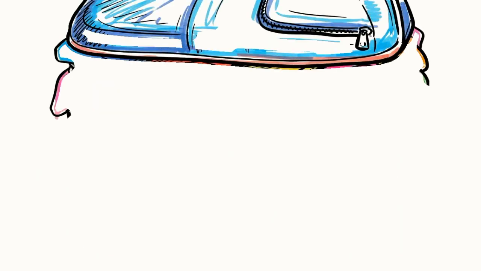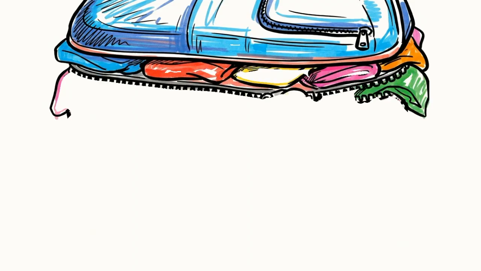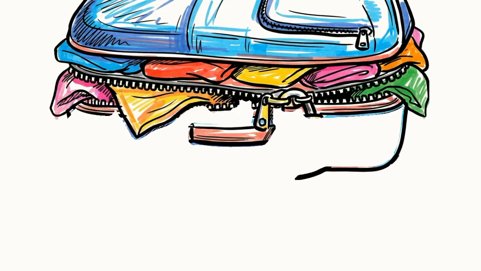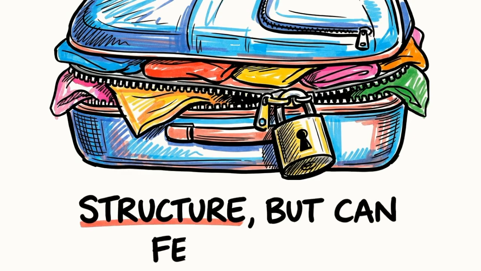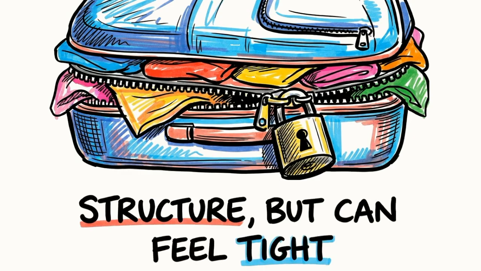You can think of Scrum like packing a suitcase for a 2 week trip. You decide in advance what goes in, you zip it up, and you try not to change things until the trip is over. This structure helps with focus and predictability, but it can feel tight when things change.